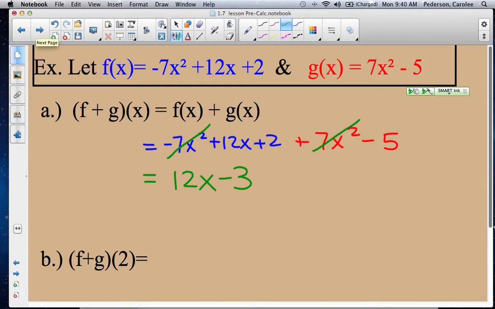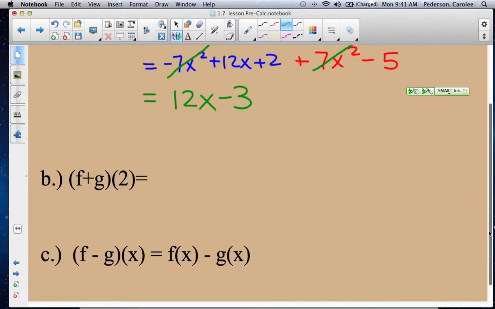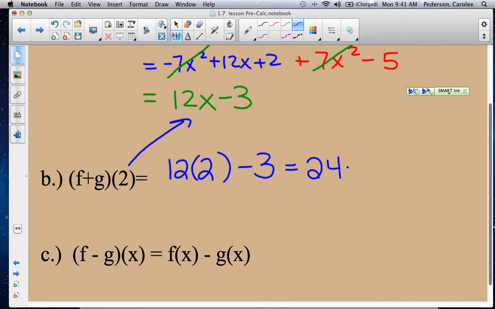Okay, next example is a continuation. If I asked you for f plus g of 2, we've already done the f plus g. What is the of 2 telling me to do? Put the 2 in for x. Very good. Substitute the 2 in for x. So we've already done the f plus g. Now you just substitute 2 in wherever there's an x. So 12 times 2 minus 3, which is 24, minus 3 is 21.